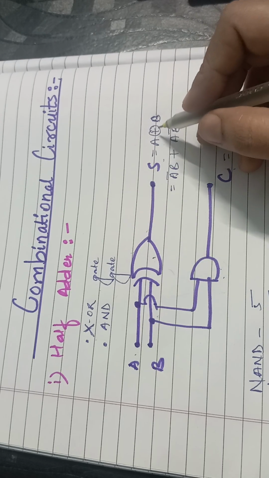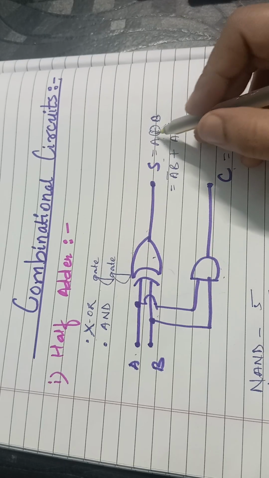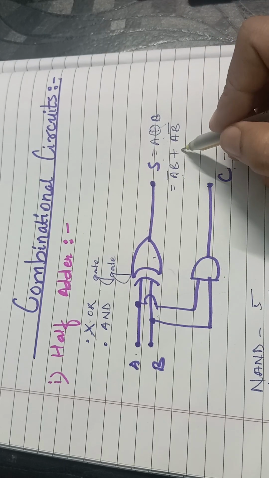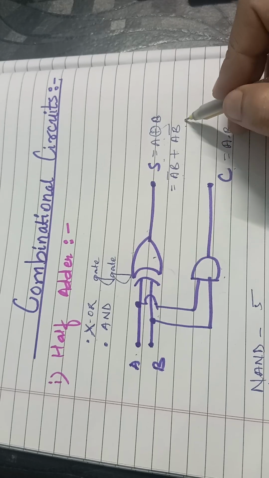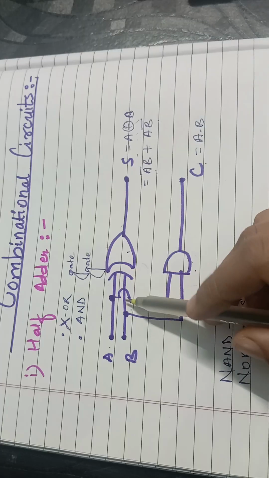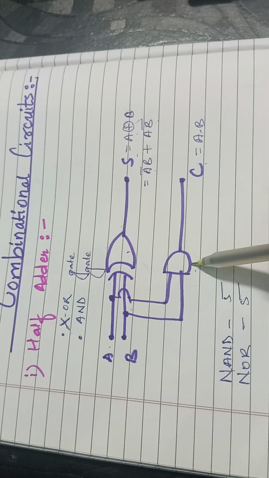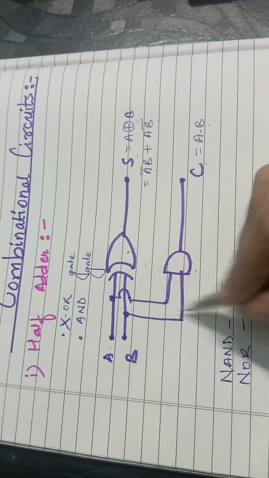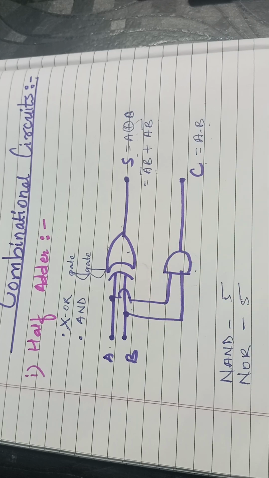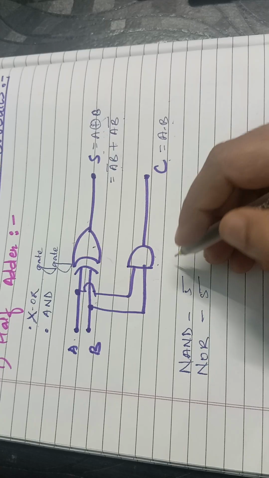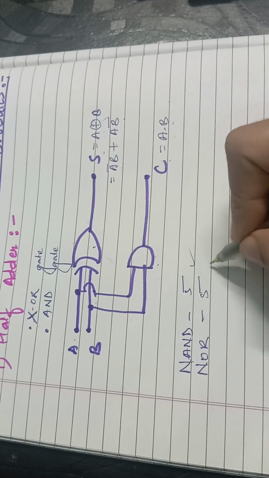Now if you reduce this expression, then we'll get A bar B plus A B bar. This is our sum part. Now the carry will be the operation with AND gate, then A dot B. For making the half adder with the universal gate, we need 5 NAND if we are making with NAND, and 5 NOR if we are implementing with NOR.